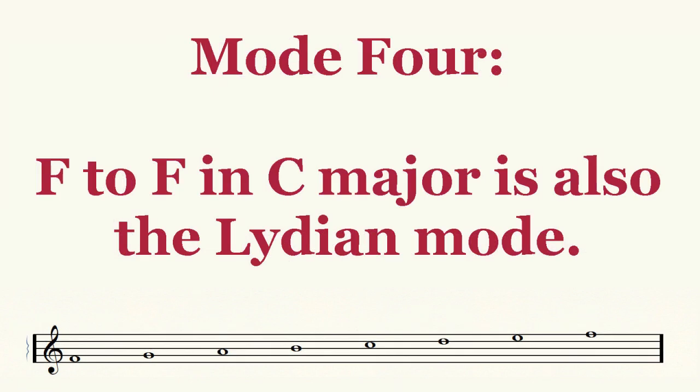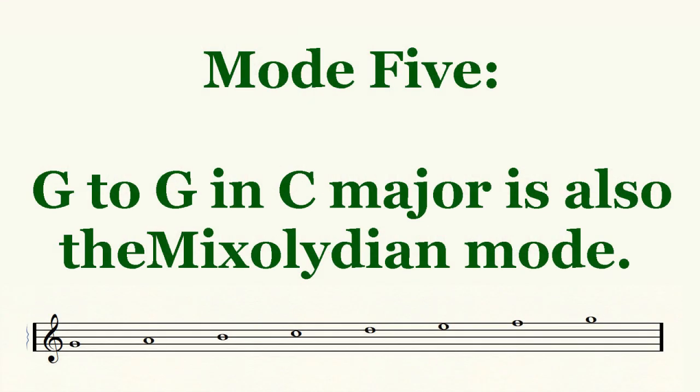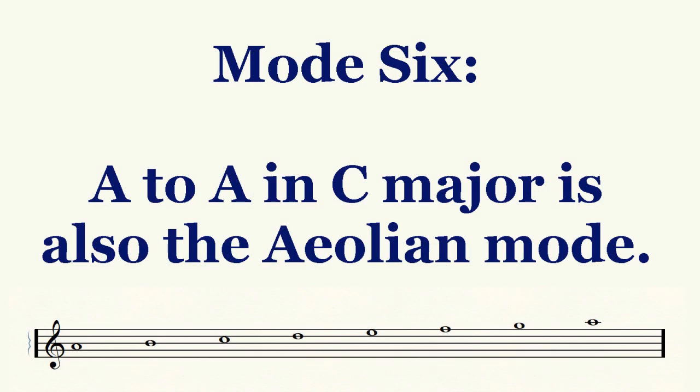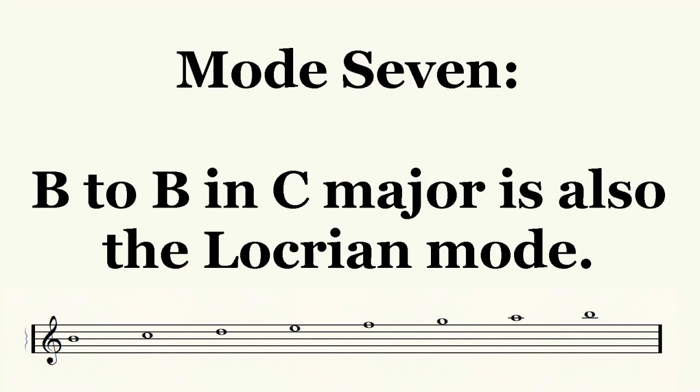F to F in C major is also the Lydian mode. G to G in C major is also the Mixolydian mode. A to A in C major, which by the way is also called natural minor, is the Aeolian mode. And finally, B to B in C major is called the Locrian mode.